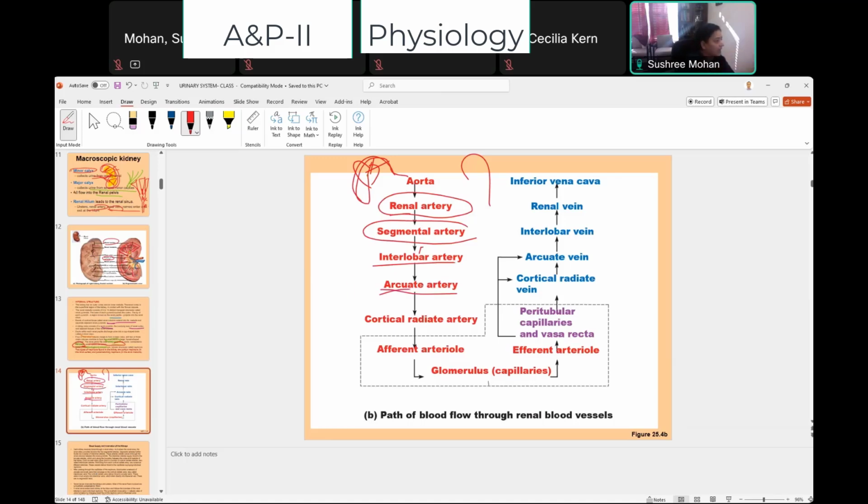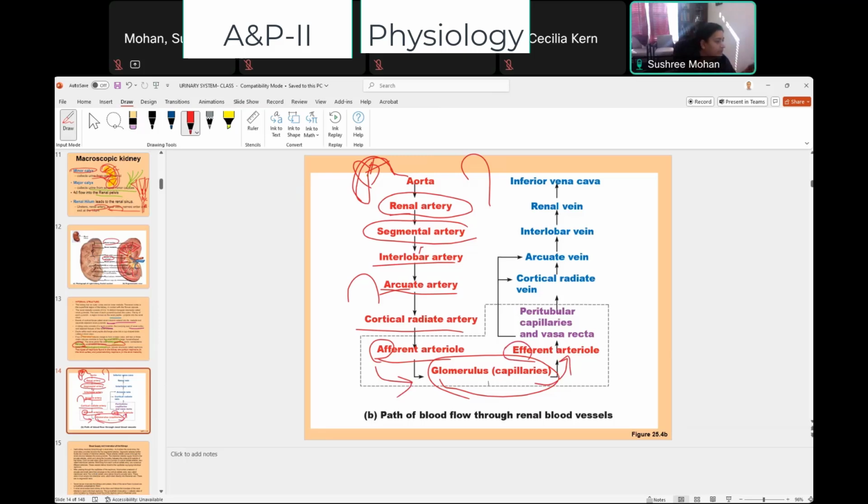Arcuate means it's like an arc. Cortical radiate artery, afferent arteriole goes into the main junction point, the glomerulus, and then it returns through the efferent. Look over here, this is afferent, this is efferent. When it comes, it is afferent. When it goes away, it is efferent. Don't get confused between the two.